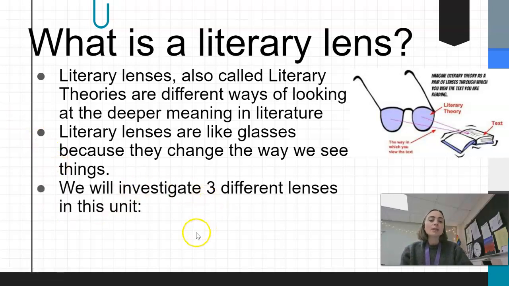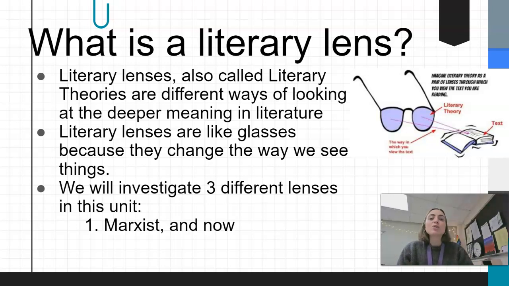We're investigating 3 different literary lenses as we read this book, Of Mice and Men. The first one that we talked about in our last video was the Marxist lens, which was all about who had social power, who has money, who has influence, and how does social class impact the characters. The second one we're looking at is the feminist lens today, which is all about gender and sexuality.